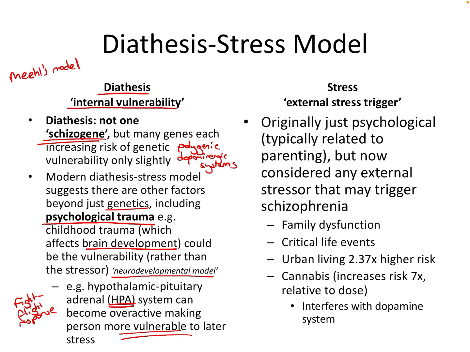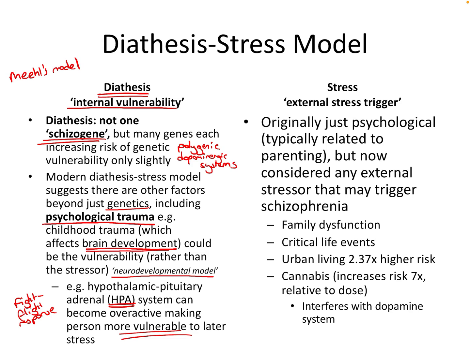So early childhood trauma and psychological trauma in those critical years can affect brain development, can affect hormonal responses, and can actually create an internal vulnerability that increases a person's risk for developing schizophrenia. So you can see here that this diathesis, and our understanding of what a diathesis is, is much more complex nowadays. It's gone from just a schizogene to schizophrenia being polygenic and many genes being involved, to now this neurodevelopmental model which says that even psychological traumas can cause internal vulnerabilities that make a person more likely to develop schizophrenia in later life. So the diathesis is our internal vulnerability.